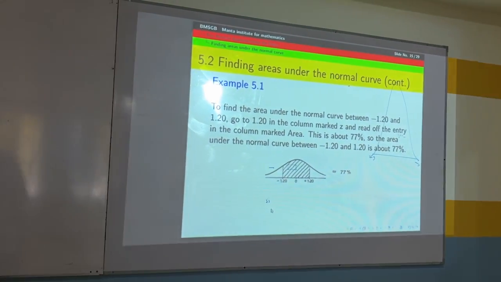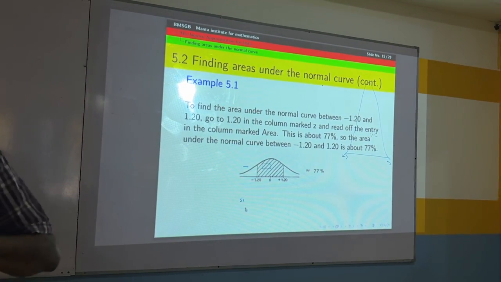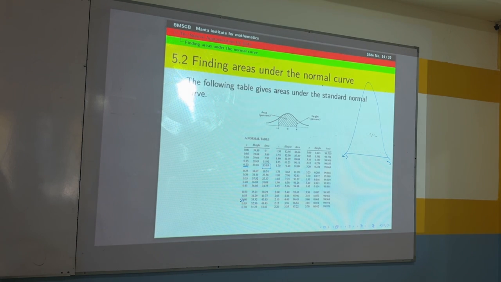Right. So let's look at the previous one to find the area under the normal curve between -1.2 and some other value, right? For example, if you want to find out -1.2 and positive 1.2, directly you can read the table for the standard normal. Right? So -1.2 and positive 1.2, 1.2 again not in the table.